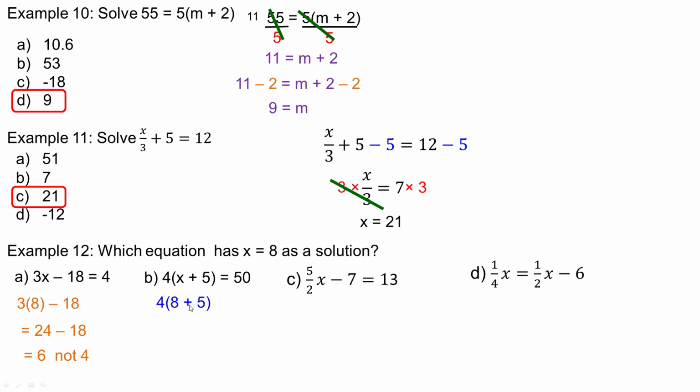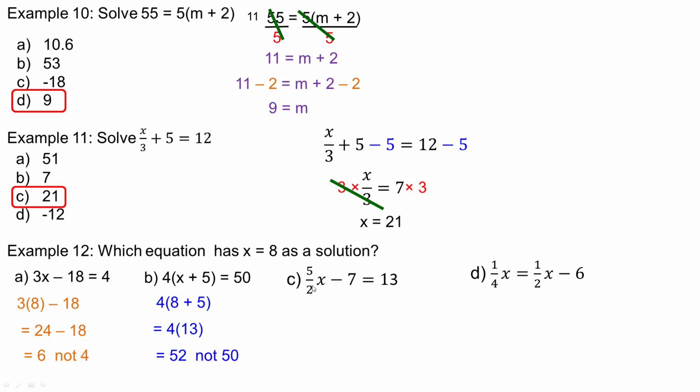So B here, I'm going to put 8 where the x is. So 8 plus 5 is 13, so this is 4 times 13. And if you multiply 4 by 13, you get 52. You don't get the 50 that's on the other side. So 8 doesn't check in this one, doesn't make both sides have the same value.